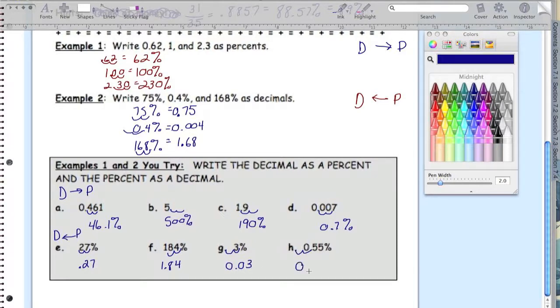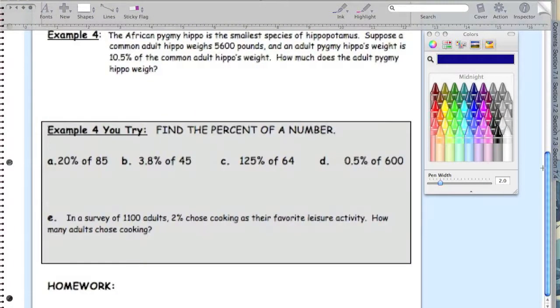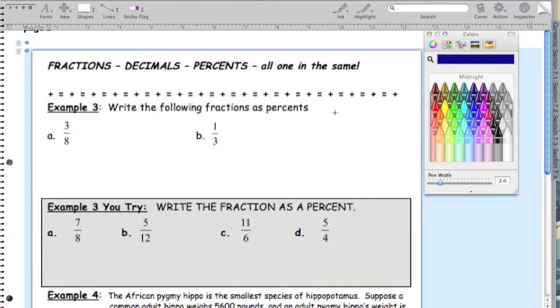2 places to the left, 0.0055. Let's take a look at the next page. On this page, we're going to start out by writing the following fractions as percents.